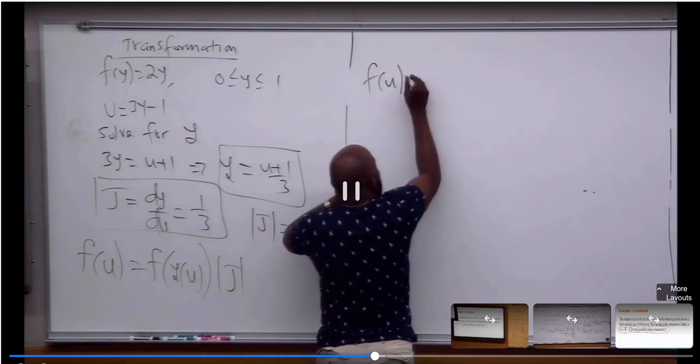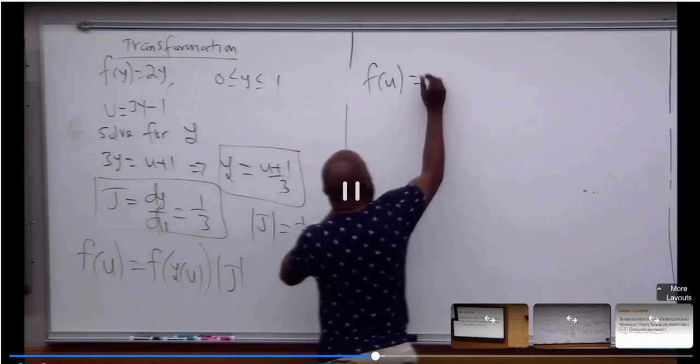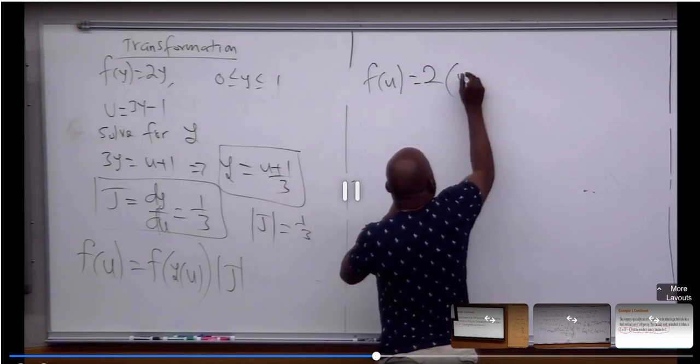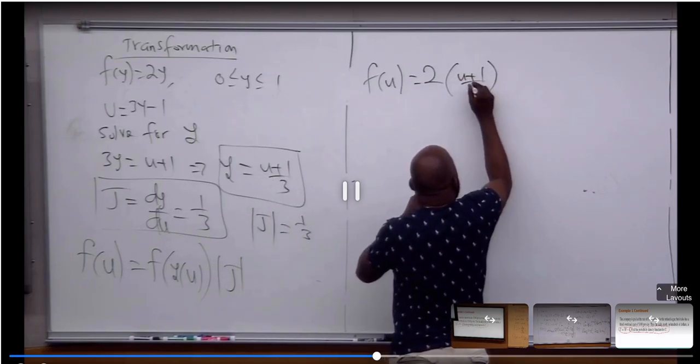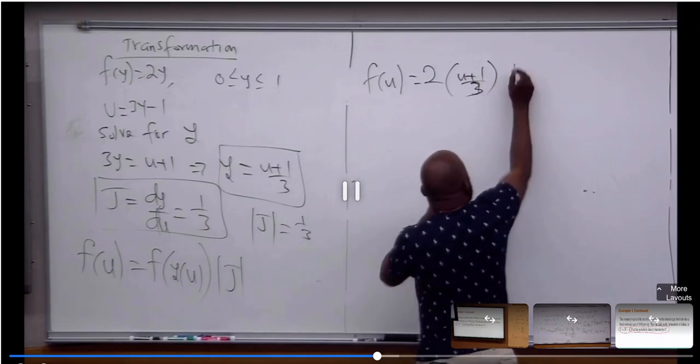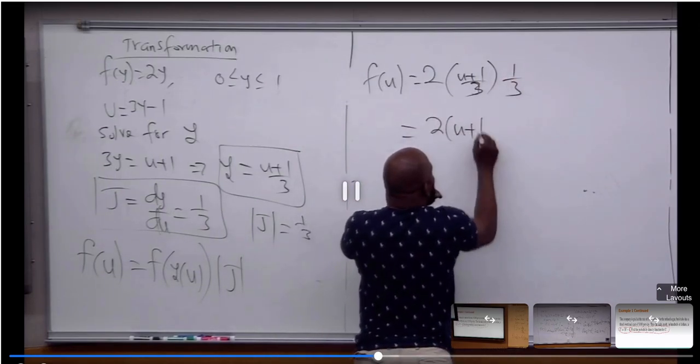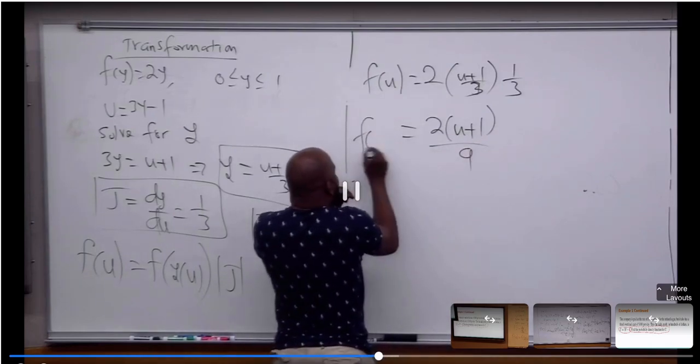If I want to finish that, it's going to be 2. What is y? y is this: (u plus 1) over 3, multiplied by that. You see that? What do I have? 2 times (u plus 1) divided by 9.